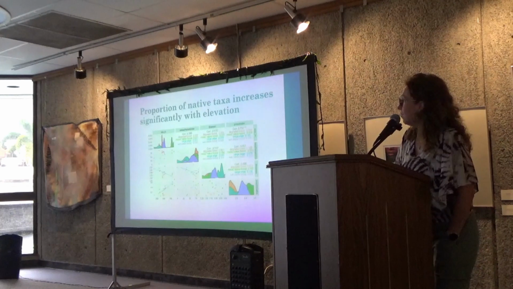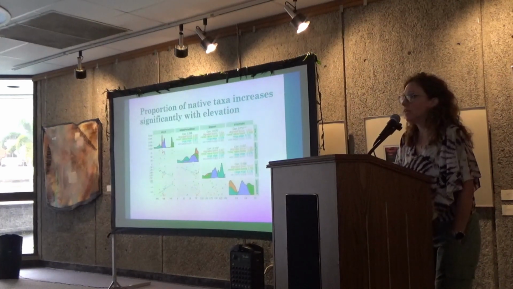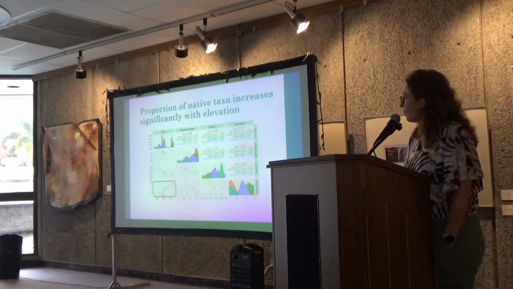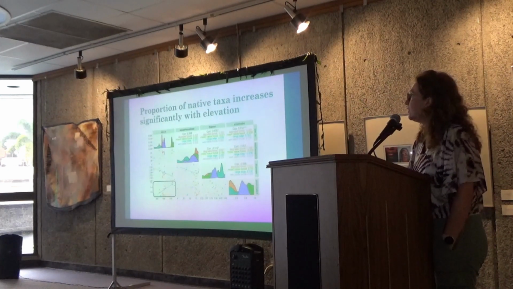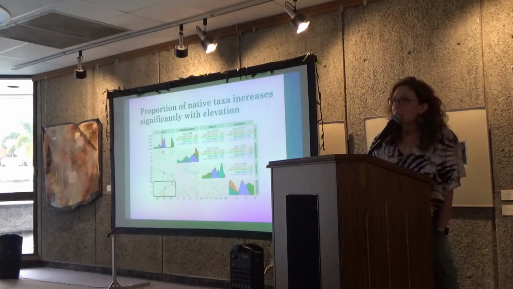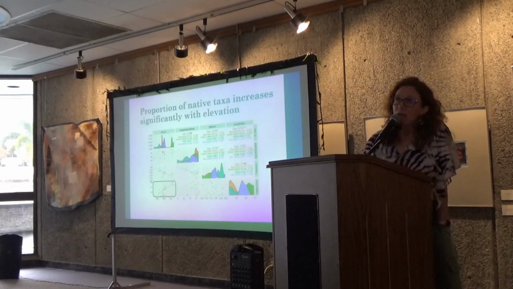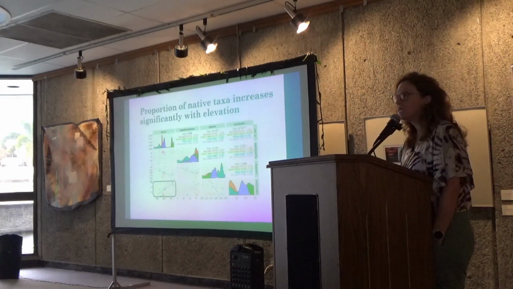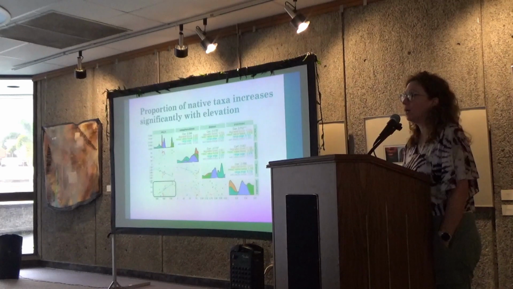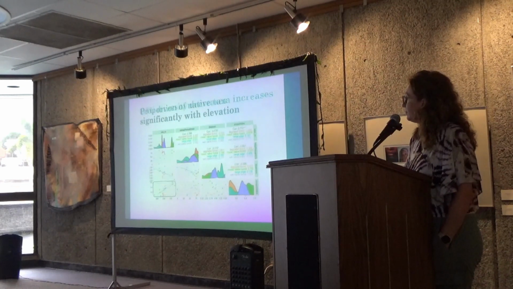So getting back to that question of how things vary by elevation along these elevation transects, we see this pattern where the proportion of native taxa increases significantly with elevation, which is something that we would expect. Our mountains are acting as refugia for native taxa, and the lowland areas have more human disturbance, and therefore have more of these introduced species.